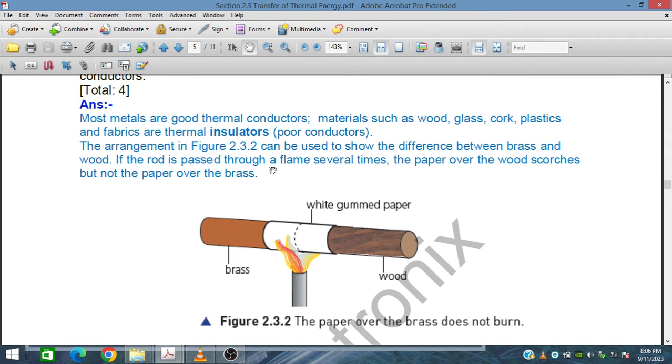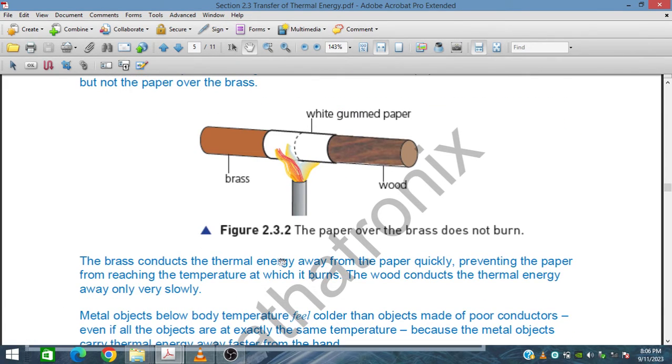If the rod is passed through a flame several times, the paper over the wood scorches. On this side it will scorch, it will burn, but not the paper over the brass. On this side it will not burn. The reason is that brass conducts the thermal energy away from the paper quickly. Whenever it heats, it takes away the heat energy very quickly, so it will not be accumulated on this side, preventing the paper from reaching the temperature at which it burns.